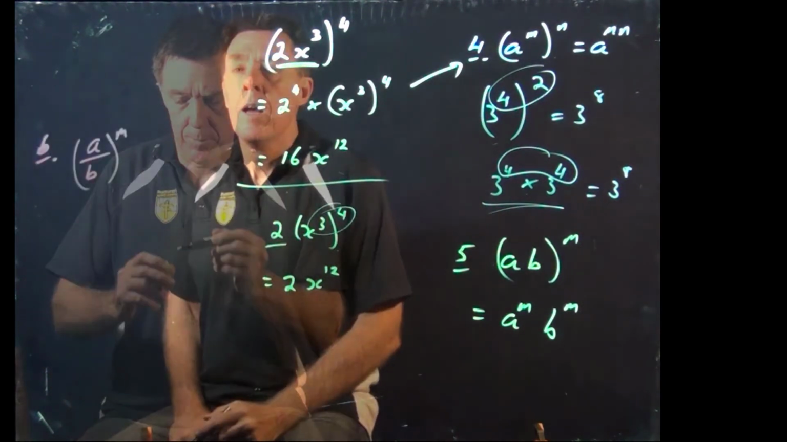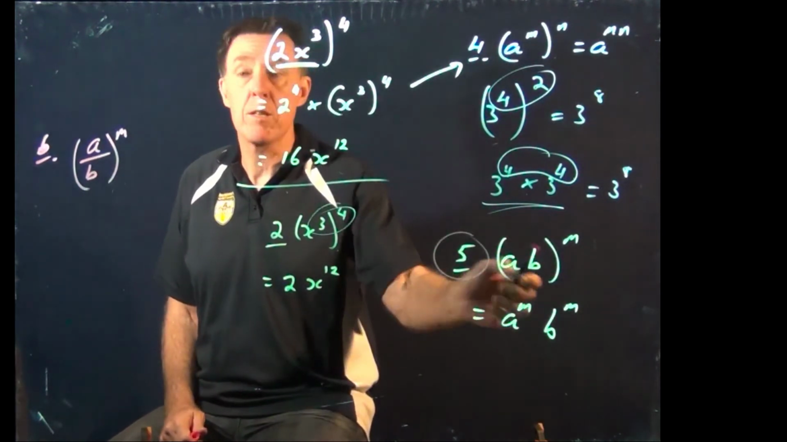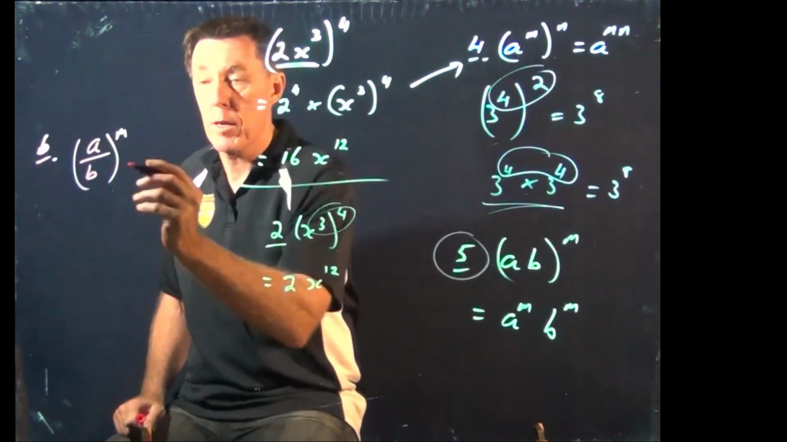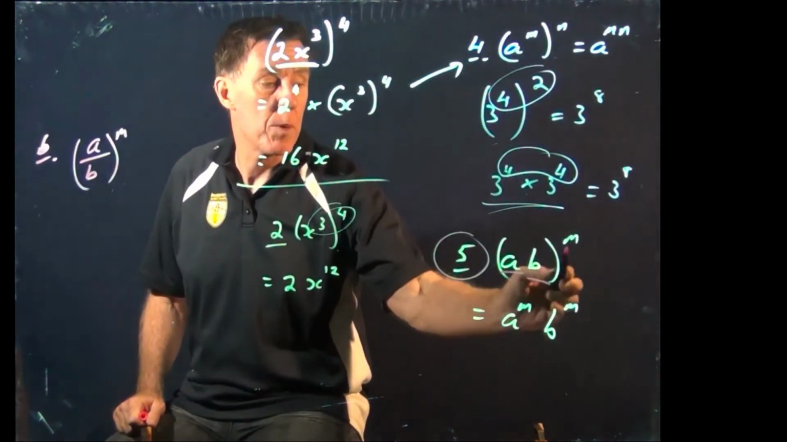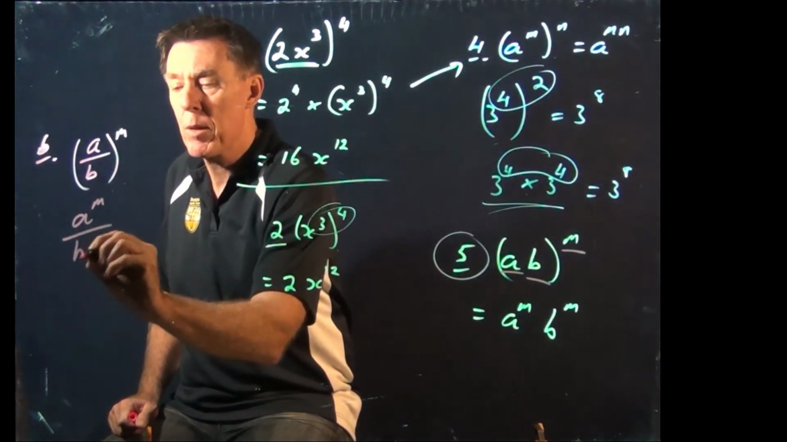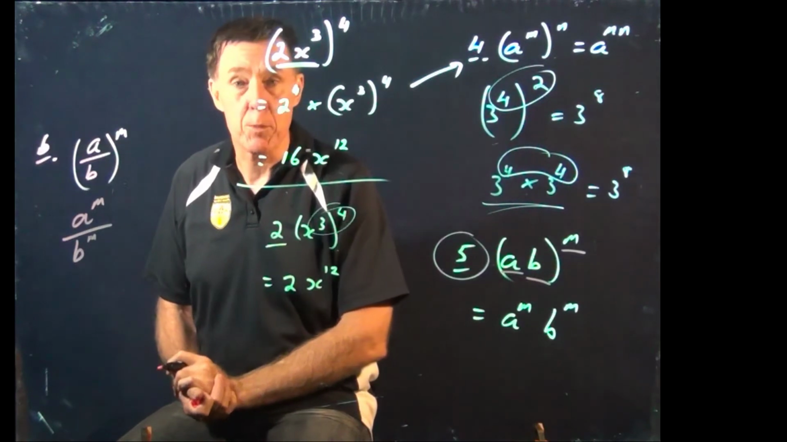So please be aware, what is inside the bracket gets it, what is outside the bracket doesn't get the power. Rule number 6 is just exactly the same as rule number 5, but instead of the two numbers inside the bracket being multiplied, the two numbers inside the bracket are divided. So just like both the A and the B receive the power of M, once again here the A and the B receive the power of M. So there's no real need for an example there.